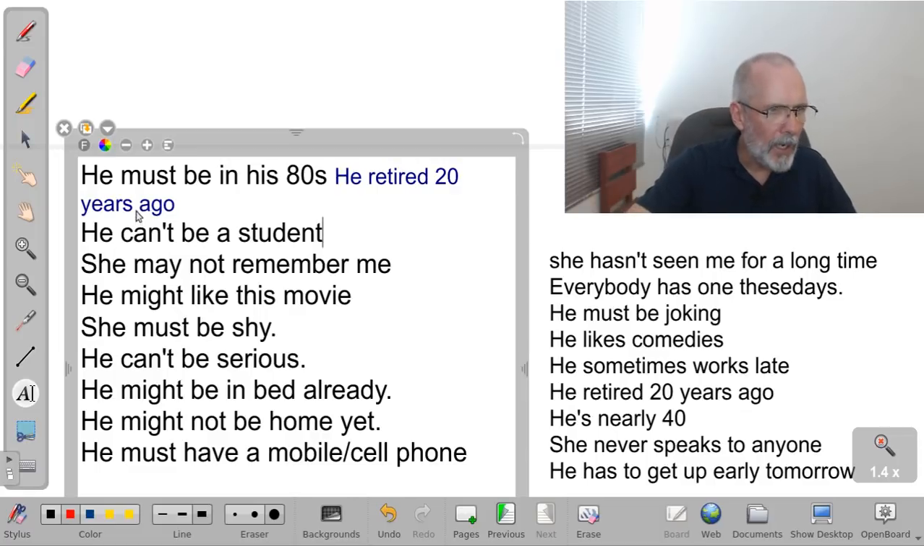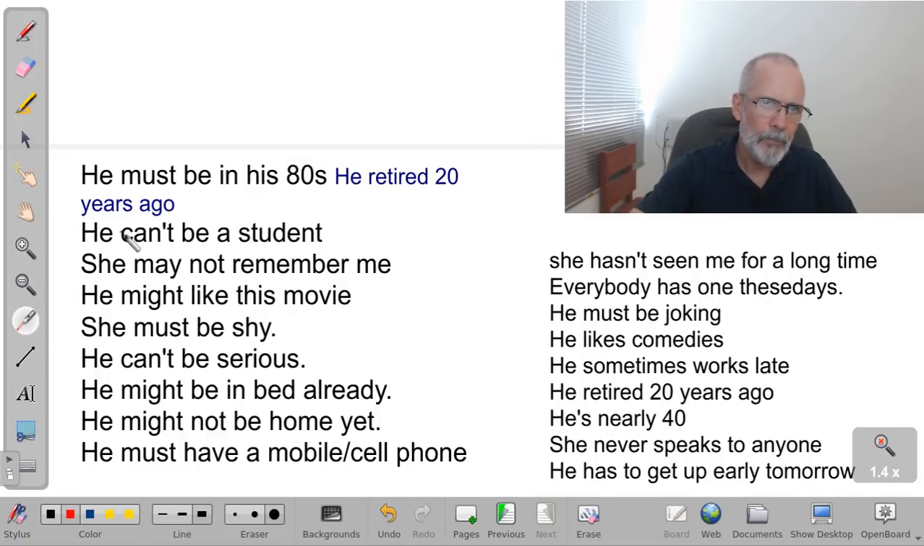Number two, he can't be a student. Which is the correct one here? What's the correct one here? Anybody got the correct answer? He can't be a student. He has to get up early tomorrow. Why? Students sometimes get up early.